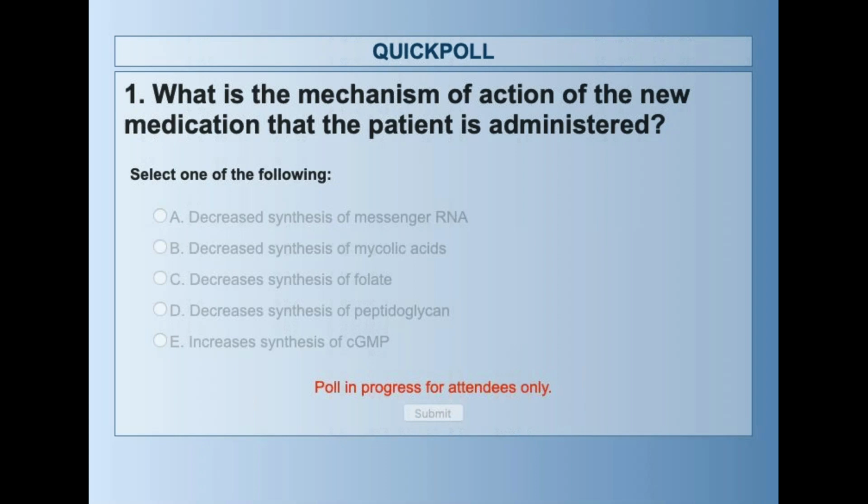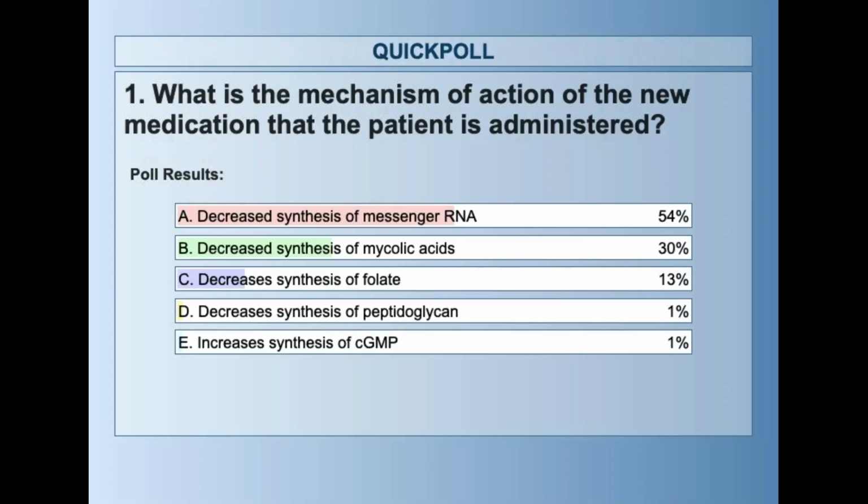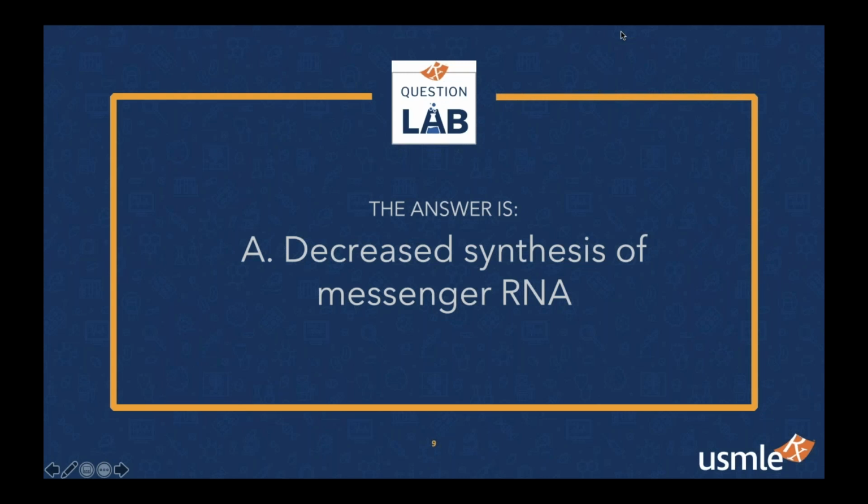And it looks like a lot of you guys have voted. We'll give you guys a couple more seconds to respond. Excellent. Let's see how you guys did. Looks like 54% of you guys picked answer choice A, which is decreased synthesis of messenger RNA. And in second place was B, decreased synthesis of mycolic acids. Let's see what the correct answer is. And the correct answer is A, decreased synthesis of messenger RNA. So great job. 54% of you guys got that right.